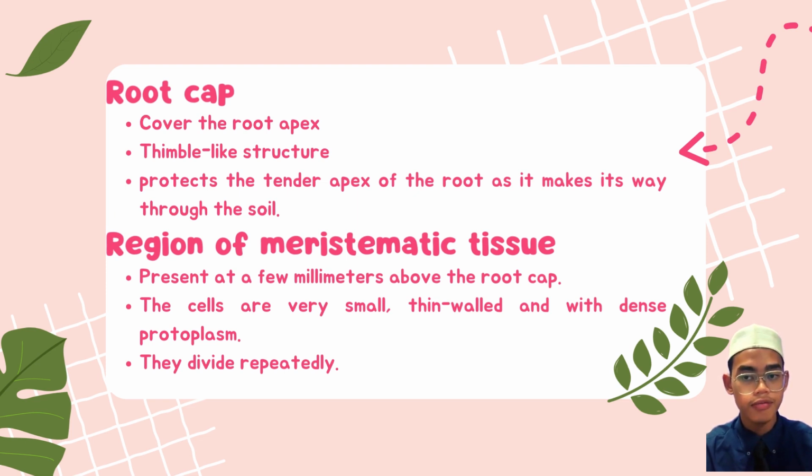Next is region of meristematic tissue. Region of meristematic tissue is present a few millimeters above the root cap. Next, the cells are very small, thin-walled, and with dense protoplasm. Last but not least, they divide repeatedly.